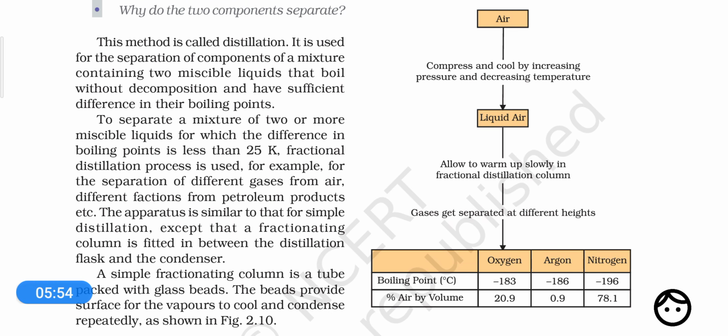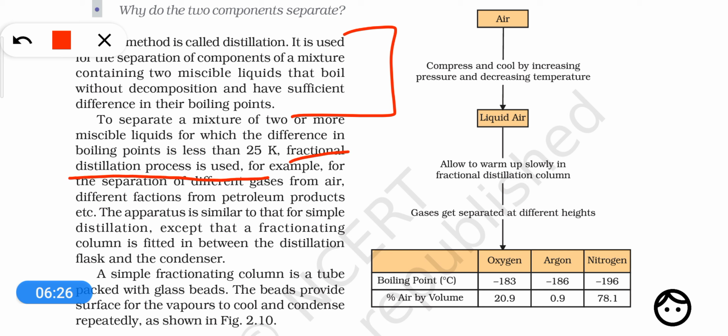So let us read something about this. This method is called distillation. It is used to separate the components of a mixture containing two miscible liquids that boil without decomposition and have sufficient difference in their boiling points. This is very important. This is the principle of this method. To separate a mixture of two or more miscible liquids for which the difference in the boiling point is less than 25 Kelvin, the fractional distillation process is used.